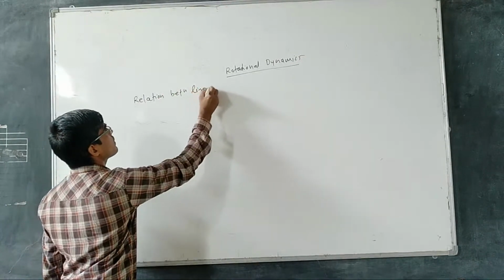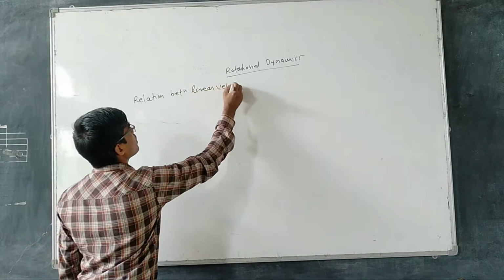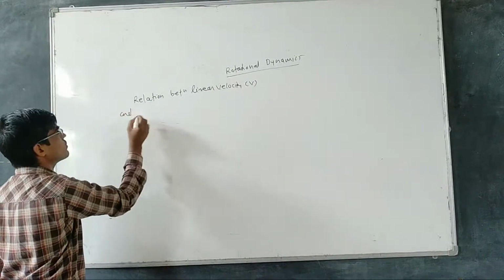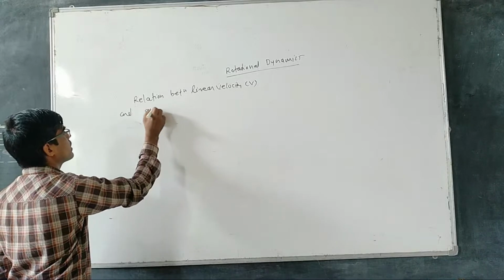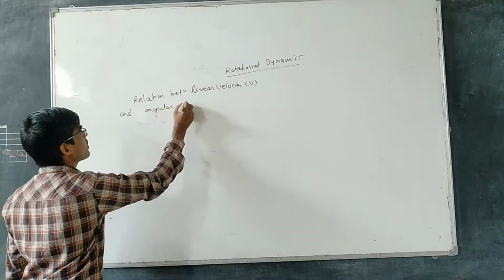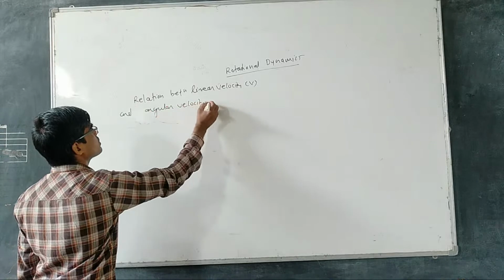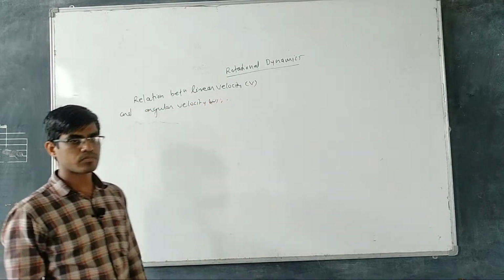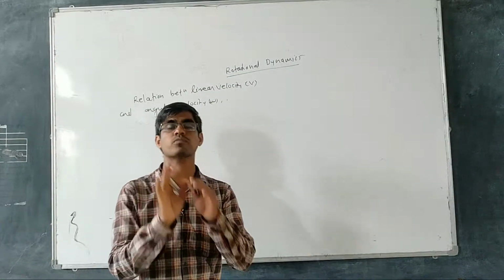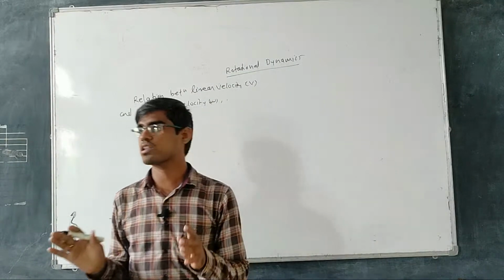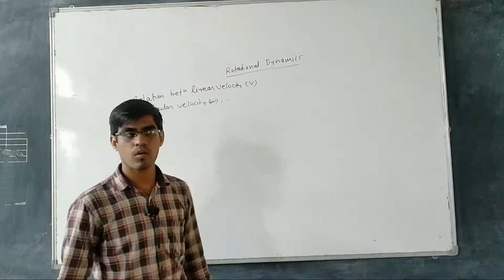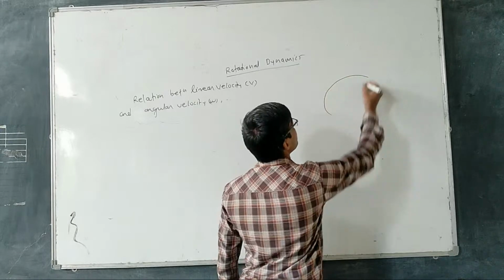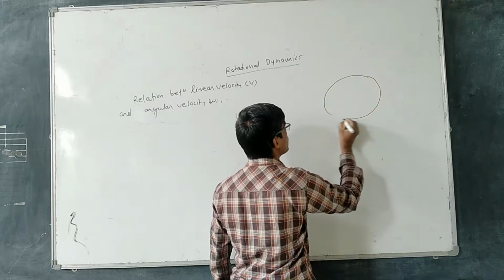linear velocity v and angular velocity omega. This expression we have to discuss today. For that, we have to consider uniform circular motion. Consider a particle of mass m performing uniform circular motion.